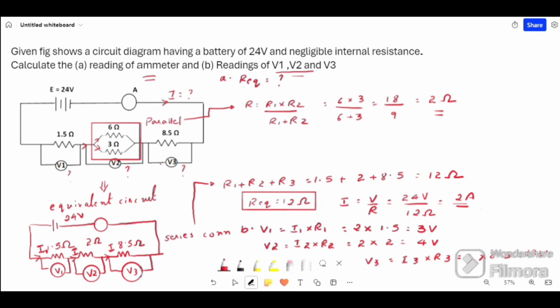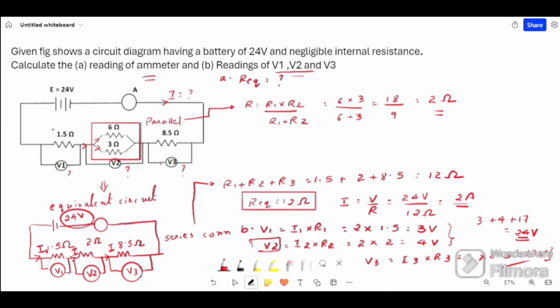Now we know that the total voltage given is 24 volt. So we can cross verify that all the voltages we have calculated are proper by adding them. 3 plus 4 plus 17 should be equal to 24 volts. So the answer is correct. Now we can find V2 by another method.